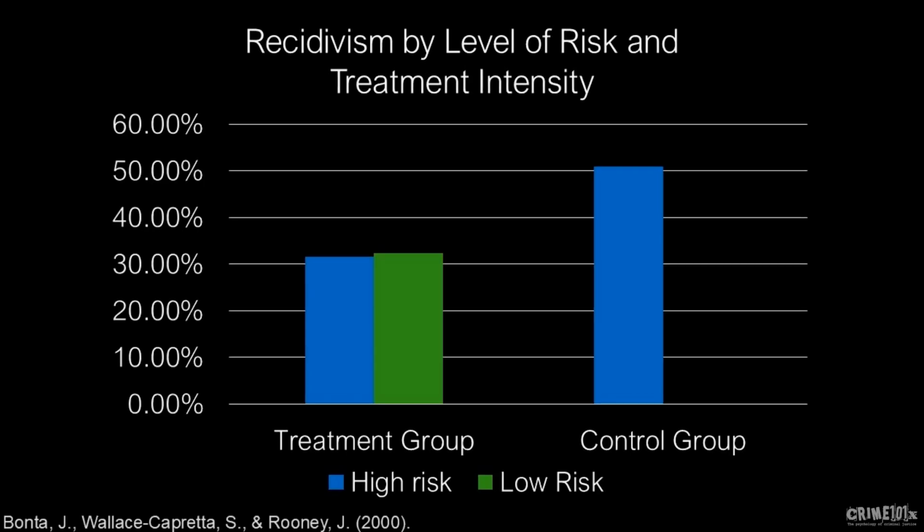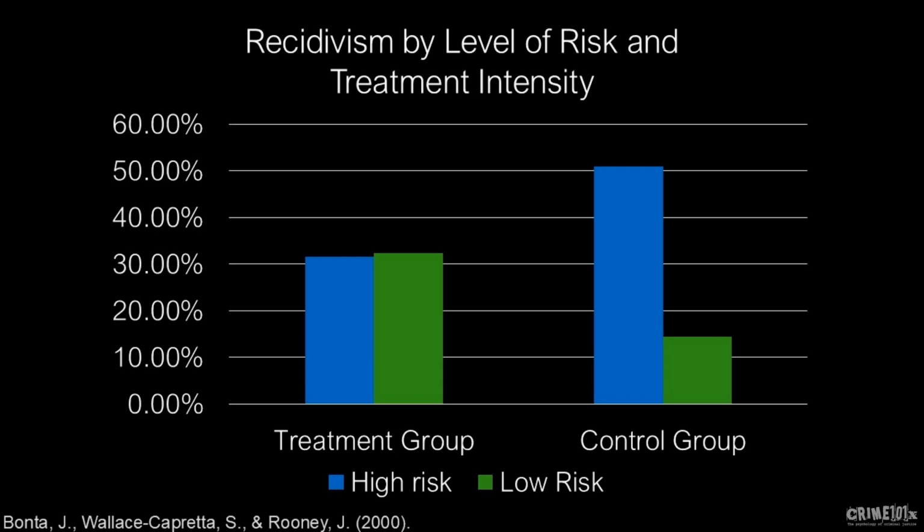However, 32.3% of low-risk individuals who received treatment would go on to re-offend, making them slightly more likely to re-offend than their high-risk counterparts. Not only that, they were much more likely to re-offend than low-risk offenders who didn't receive treatment, of which only 14.5% went on to re-offend. In practice, this finding makes sense. Intensive programs can expose low-risk offenders to antisocial peers who reinforce or encourage criminal behavior. Alternatively, high-intensity intervention can also target problems that low-risk offenders don't or aren't likely to have.